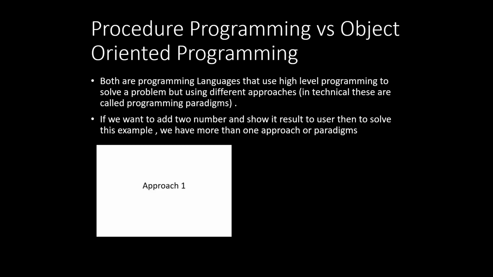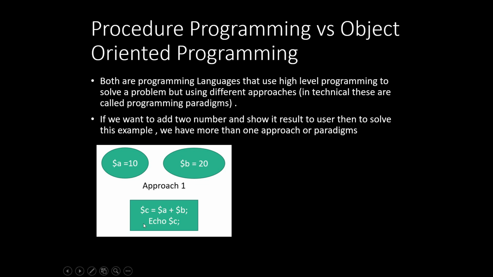The first approach is that we declare two variables. For example, the first variable is a and its value is 10, and the second variable is b and its value is 20. We declare a third variable, c, to add both variables a and b, and the result will be stored in the variable c, and we echo that variable c. So this is one approach to solve this problem of adding two numbers.